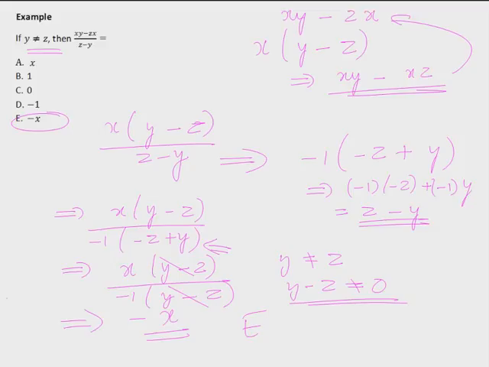So notice there were two steps to this question. The first step was factoring x out of the numerator to leave me with x into y minus z. But I had z minus y in the denominator. So I rewrote z minus y as minus 1 into y minus z. That's a very important step. Having expressed it as minus 1 into y minus z, I could cancel it out. And I was left with x over minus 1.